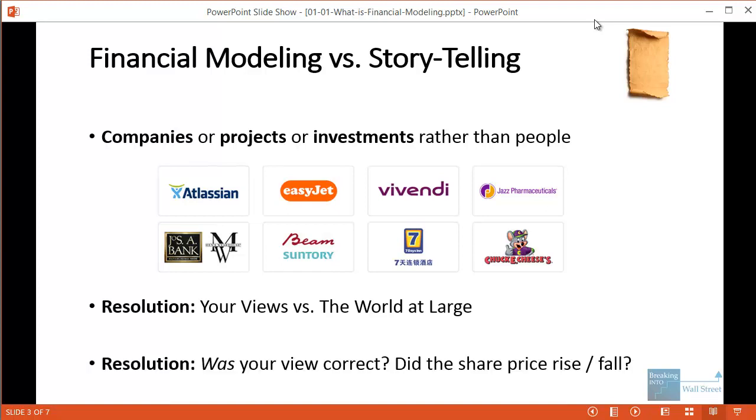As I said before, the resolution is one of those parts that is different when it comes to financial modeling versus telling a story. Because here it's more about what you think versus what everyone else thinks, or what perhaps a key person opposing your plan or opposing your ideas thinks. And then, of course, another difference is that usually there's a way to tell whether or not your view was correct in the end. It may not be immediately obvious.